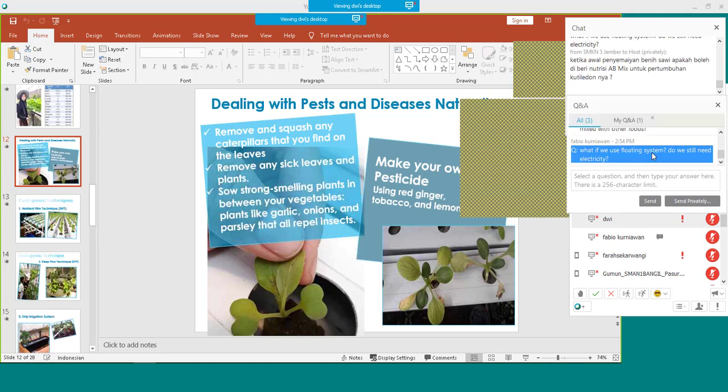Okay, what if we use a floating system? Do we still need electricity? I think no. We can use a floating system without pumping the nutrient water into the reservoir. But we can add aerators if we need to give oxygen in our hydroponic floating system.